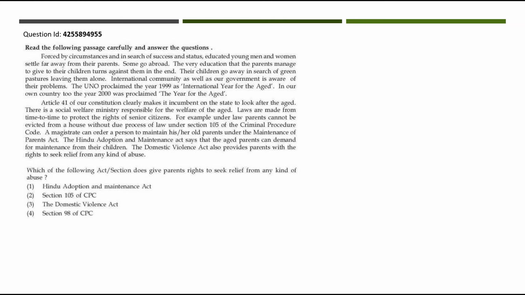Next question. Which of the following act or section gives parents rights to seek relief from any kind of abuse? The last statement is talking about seeking relief from any kind of abuse. So the rights to seek relief from any kind of abuse is here. So which act is that? Domestic Violence Act. Option number 3, Domestic Violence Act, will be the right answer. Section 105 of CPC, the Criminal Procedure Code, is about evicting from a house. Section 98 of CPC is not discussed here.